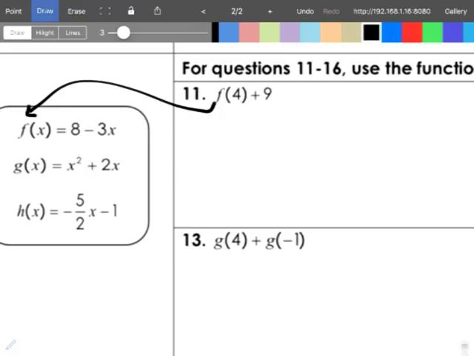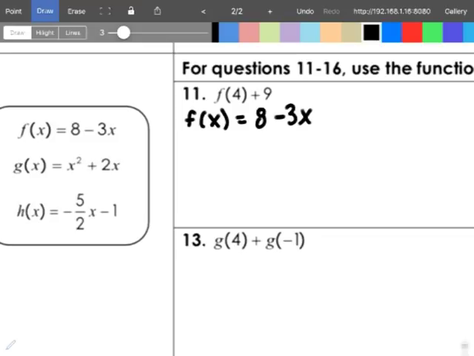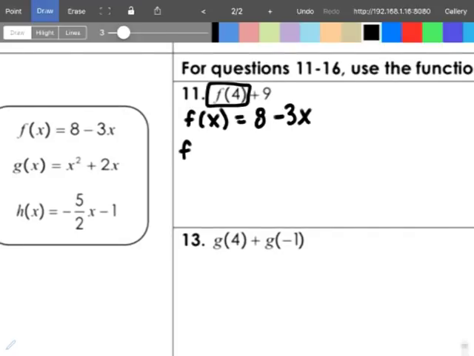Let's just jump down really quick to 13. You see how that says g there and that says g there? That means I'm going to be using my g formula for that. So whatever letter is in front, like this is f of 4, that f tells me which function to plug it into. I'm going to plug it into my f of x. So I'm just going to write down f of x equals 8 minus 3x. This piece says plug in 4 wherever you see an x. So I'm going to plug in 4 here.